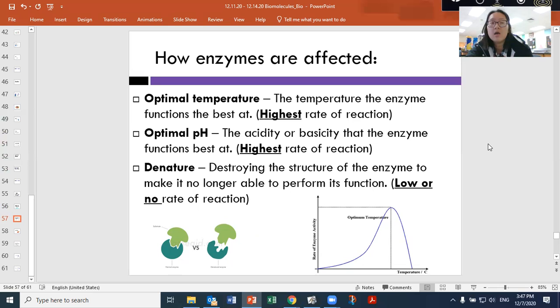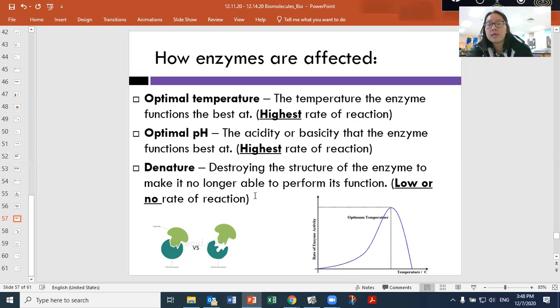So the problem is when you are not at a good temperature for the enzyme to react, and it is an extreme temperature or an extreme pH, the enzyme can become permanently altered and then deformed and it can't do its job anymore because remember, structure equals function. That's called being denatured. So denaturing is destroying the structure of the enzyme to make it no longer able to perform its function. You end up with low or no rate of reaction anymore. So that's kind of extreme though. Usually if you just change the temperature or the pH a little bit, then the enzyme just doesn't function as well.